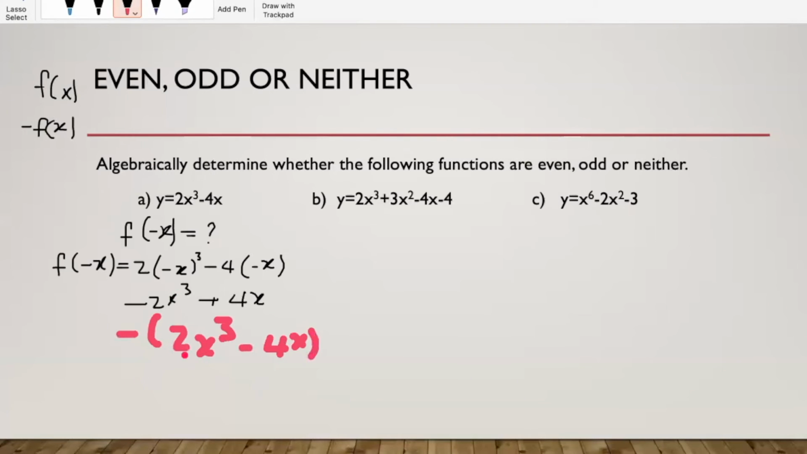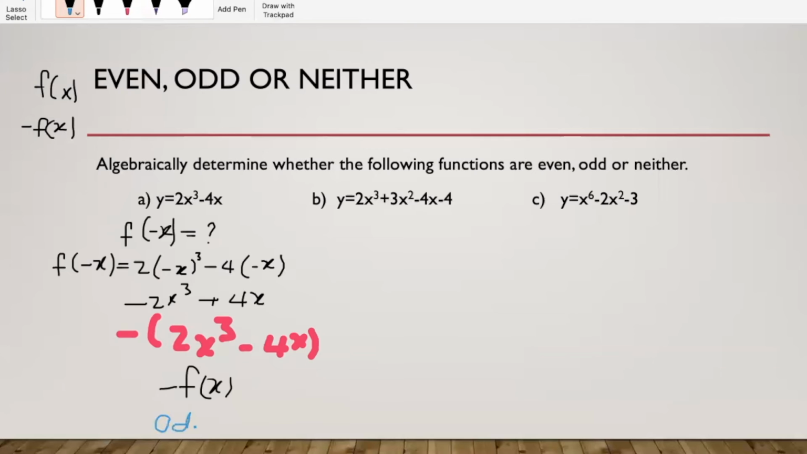So looking at this, it is looking like f of x. This is the f of x function, which is 2x cubed minus 4x, and I have the minus sign. So as you can see, when I substitute negative x into the function, I am getting minus f of x, because this is f of x. When I factor out the minus sign, it looks exactly like the original. So I'm getting minus f of x. Because I'm getting minus f of x, this tells me that this function is odd.